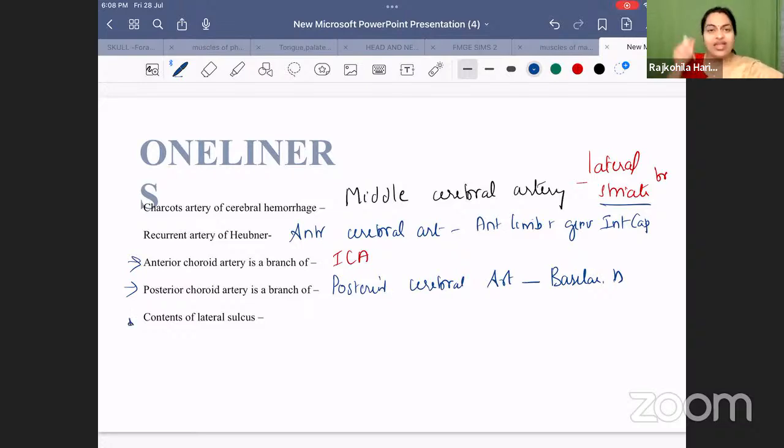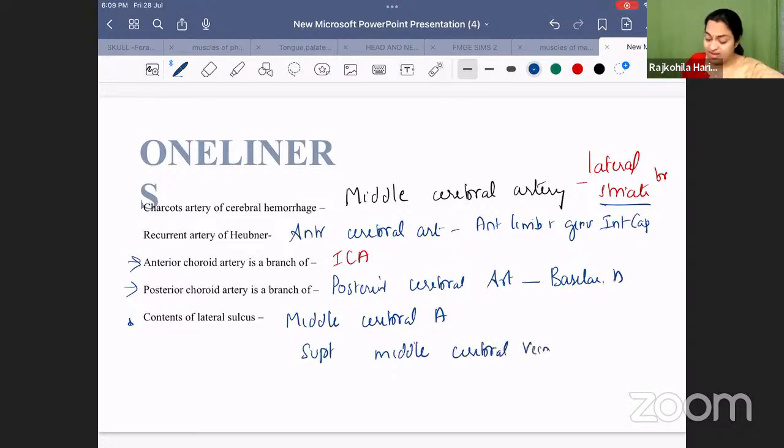And then you can get an image-based question where the pointer is on the lateral sulcus and they ask what are the contents present there? It's of course the middle cerebral artery. And what vein is that? The superficial middle cerebral vein. What is the other name for lateral sulcus? The Sylvian sulcus.